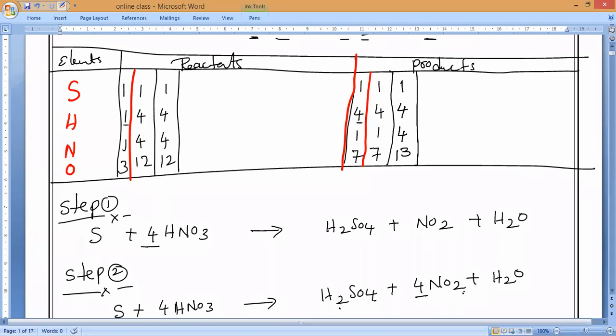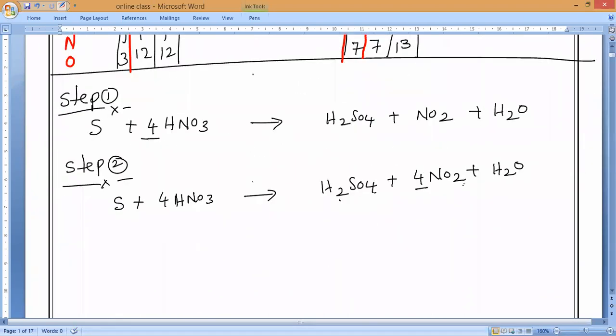So now which side should I balance, product side or reactant side? Reactant side. So let it be considered. Now you tell me, by replacing something here instead of 4, I can get 13. Can you tell me what that is? 6 or 5? You just check it.